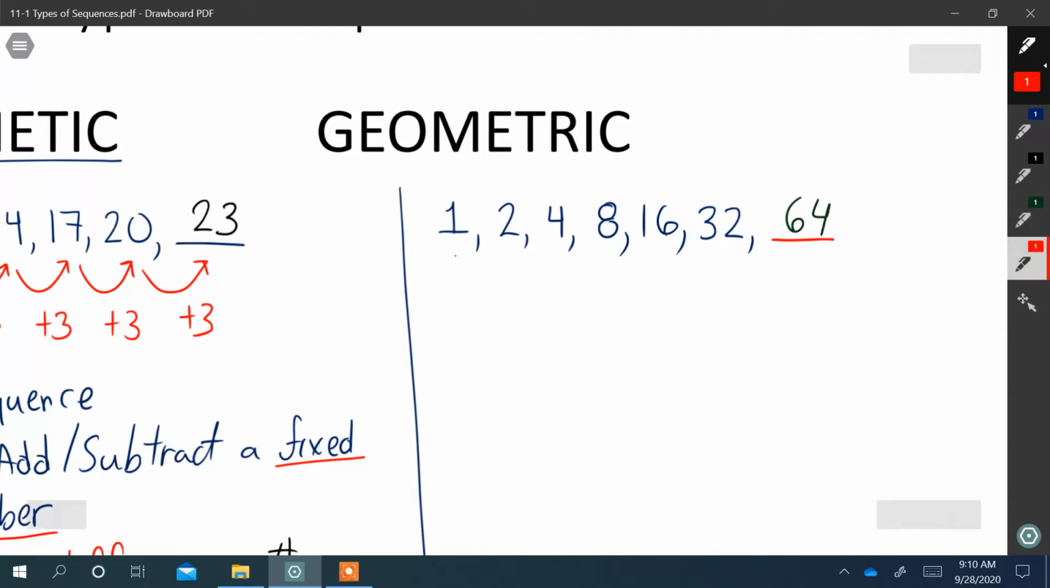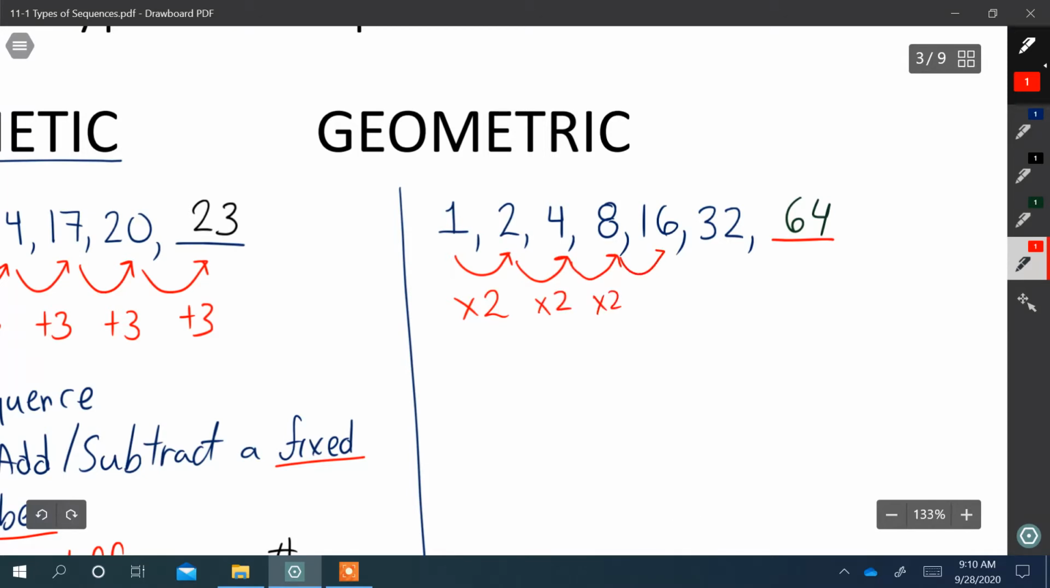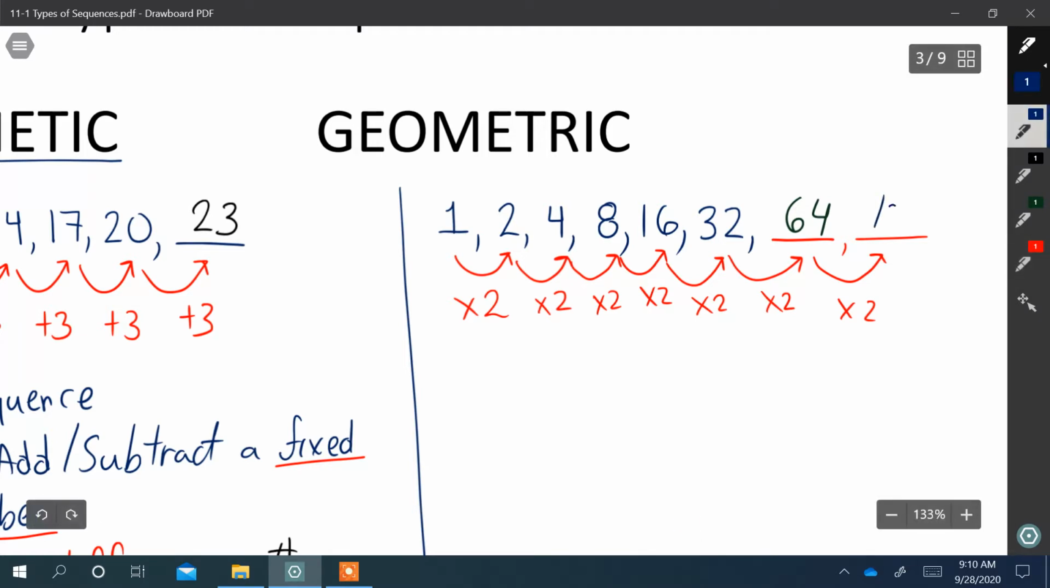So what's happening in this one is instead of adding or subtracting a number, we're actually multiplying by a number. In this case, we're multiplying times 2. So could you tell me what the next number will be? Alright, if you guessed 128, you are correct.